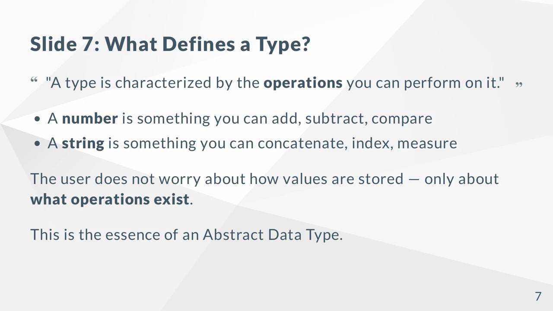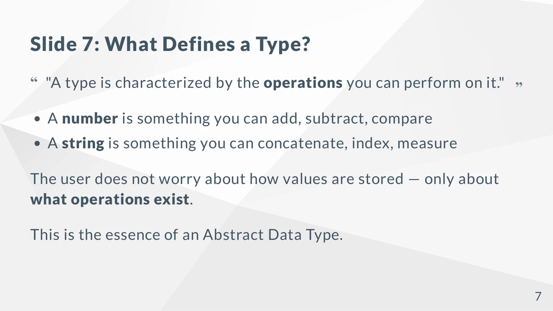So what exactly defines a type? The key insight is this: a type is characterized by the operations you can perform on it, not by how values are stored. Think about a number. What makes something a number? It is something you can add, something you can subtract, something you can compare. Those operations define what a number is.